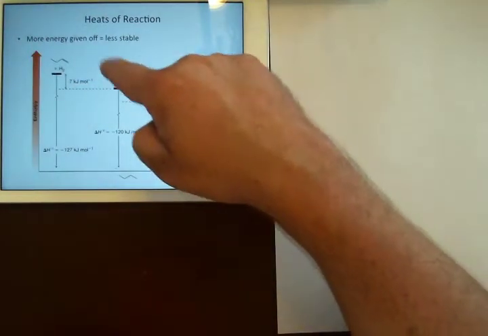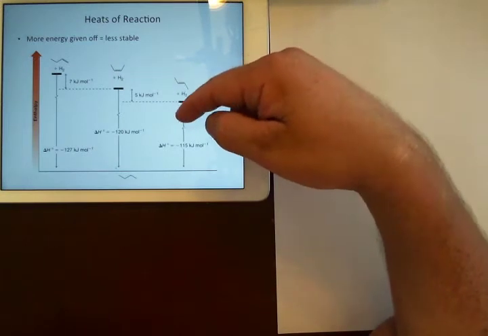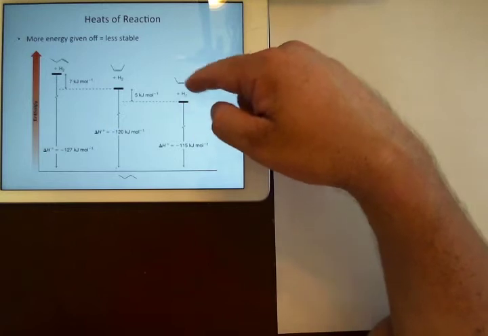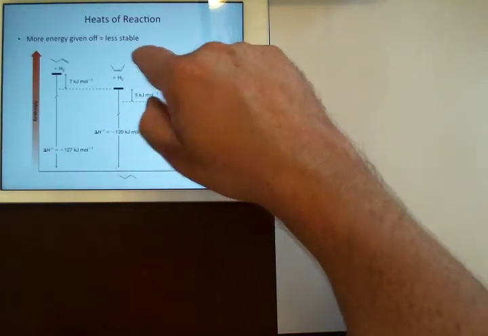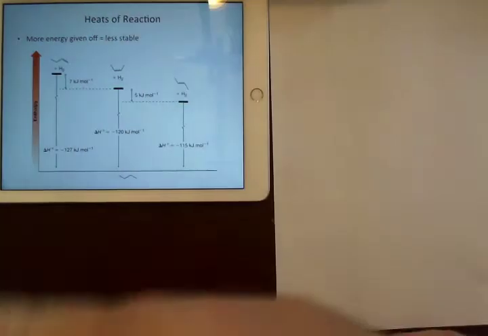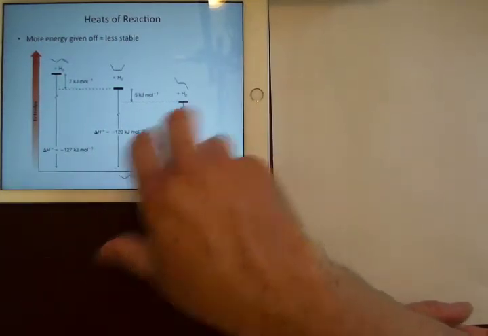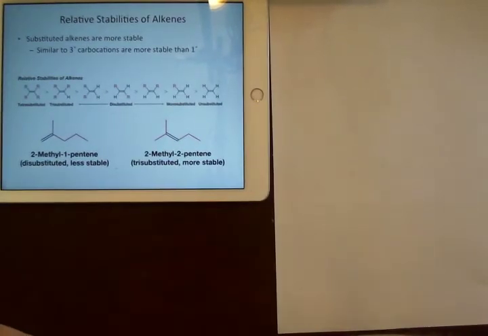But this is the cis version. The trans version is actually going to be even more stable, because you don't have the steric clashes of those two methyl groups there. So this is heat. The more energy is given off, the less stable the molecule. And really, what's going on is it's more substituted.